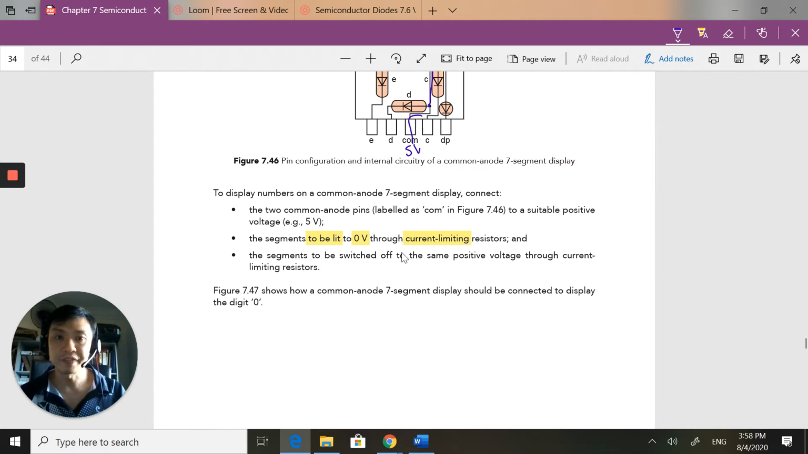So if I do not want it to light up, let's say I don't want E to light up, I'll just put it to 5 volts. Okay, so segment E will not light up.